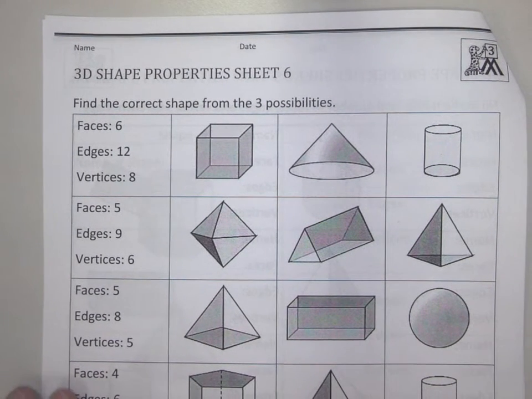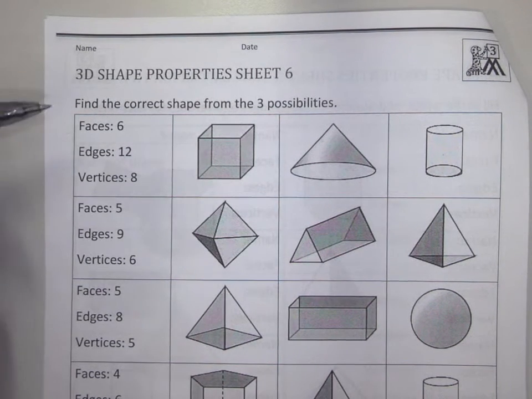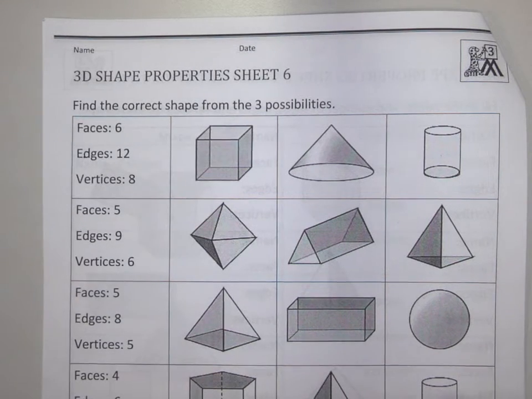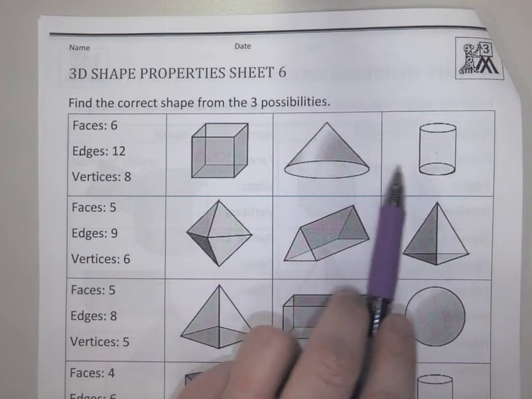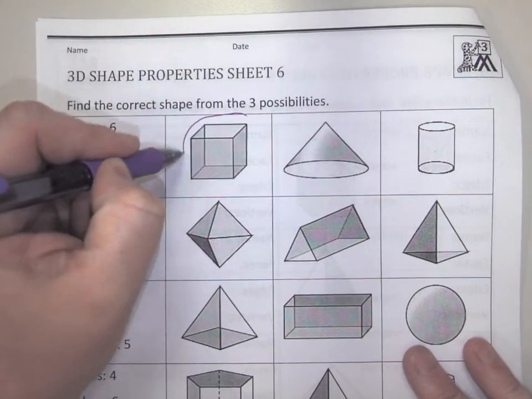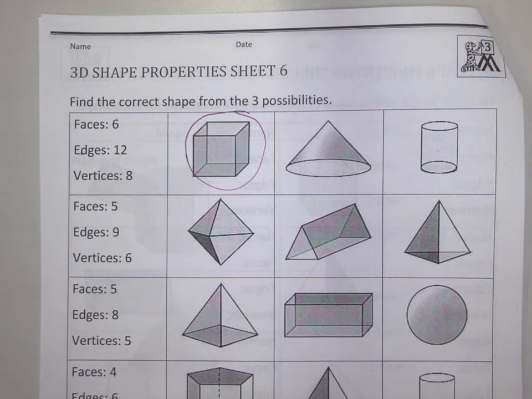So if everyone looks at sheet 6 right now, you're going to see in this first one, there's 6 faces, 12 edges, and 8 vertices. So if we look at these options here, okay, the option that would match would be the cube, right? A cone does not have that many faces, edges, or vertices. Same thing with a cylinder.